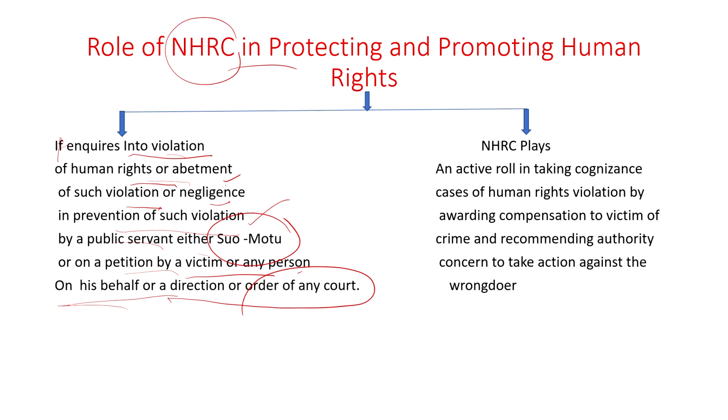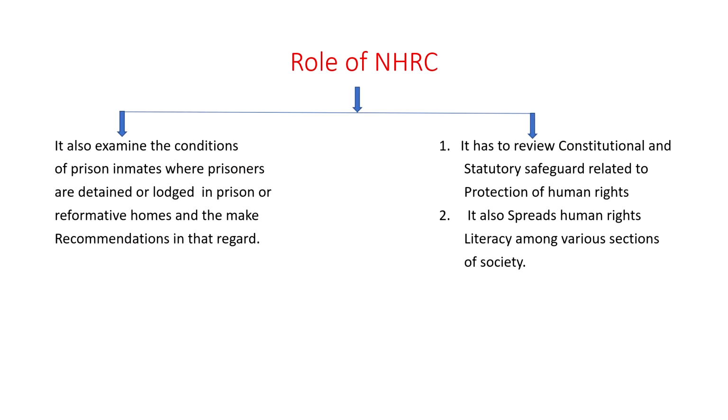In brief, instead of saying National Human Rights Commission, I would like to refer to it as NHRC. NHRC plays an active role in taking cognizance of cases of human rights violation by awarding compensation to victims of crime and recommending the authority concerned to take action against the wrongdoer. NHRC has to examine the conditions of prison inmates where prisoners are detained or lodged in prisons and reformative homes, and NHRC can make a recommendation on by what means, by what methods the condition of prisons may be made better.